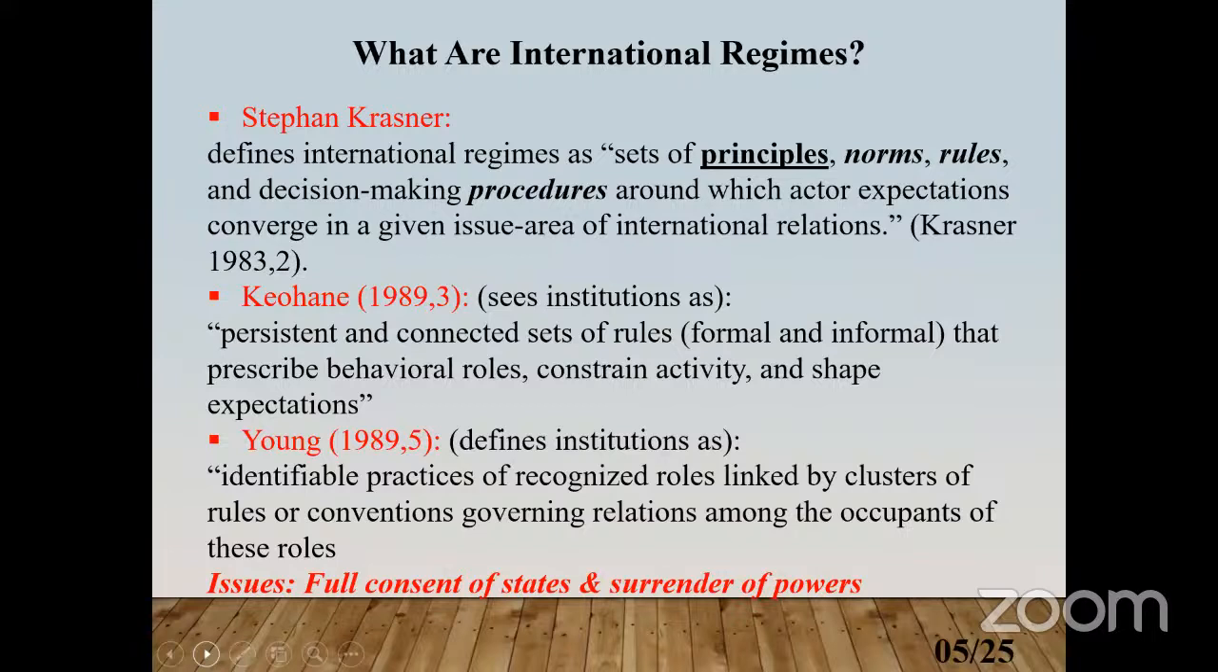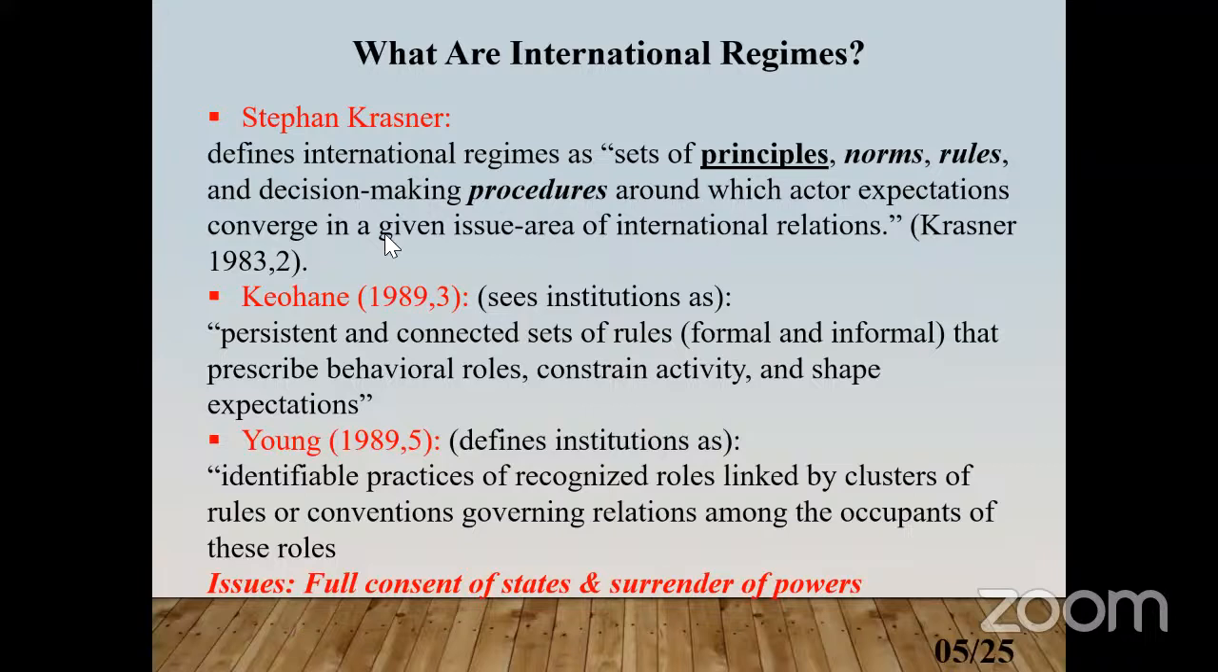So what are international regimes then, by definition? Citing Stephen Krasner, who defines international regimes as a set of principles, norms, rules, and decision-making procedures around which actors come together with their expectations around a given issue so that they can foster cooperation in international relations. Several thinkers, e.g. Keohane, 1989, Young, 1989 again, have actually built up this conception of international regime.